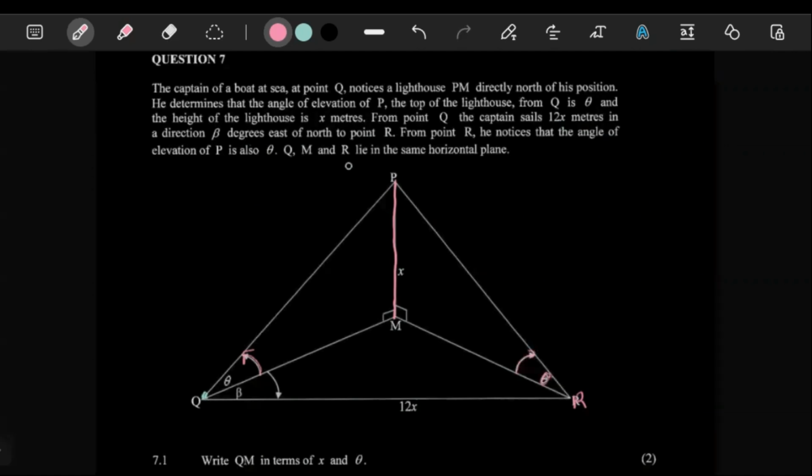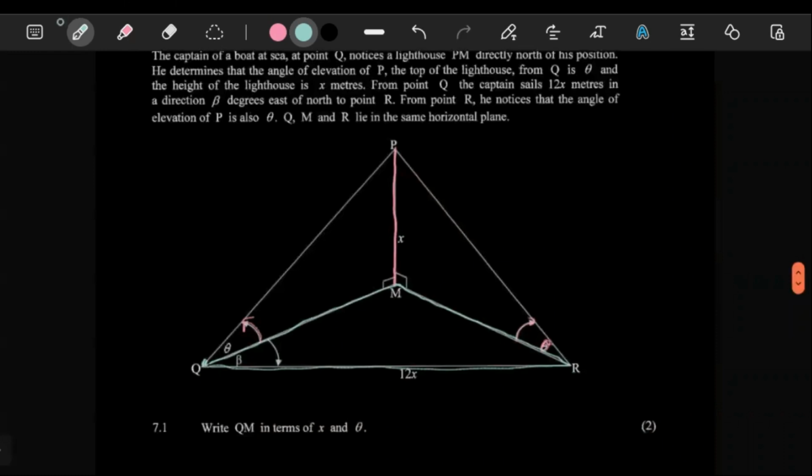And then it says that Q, M and R lie in the same horizontal plane. So it means that Q, M and R are on the ground, like the sea. And from the ground, you have the lighthouse going upwards. That's why this angle is 90 degrees and that angle is 90 degrees, because anything vertical on the ground always meets the ground at an angle of 90 degrees. So this is the sea, and here the lighthouse is going upwards.